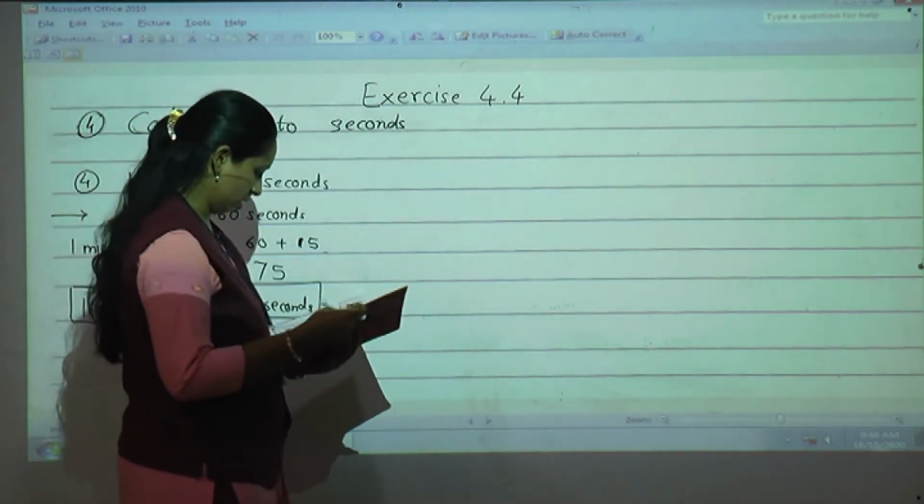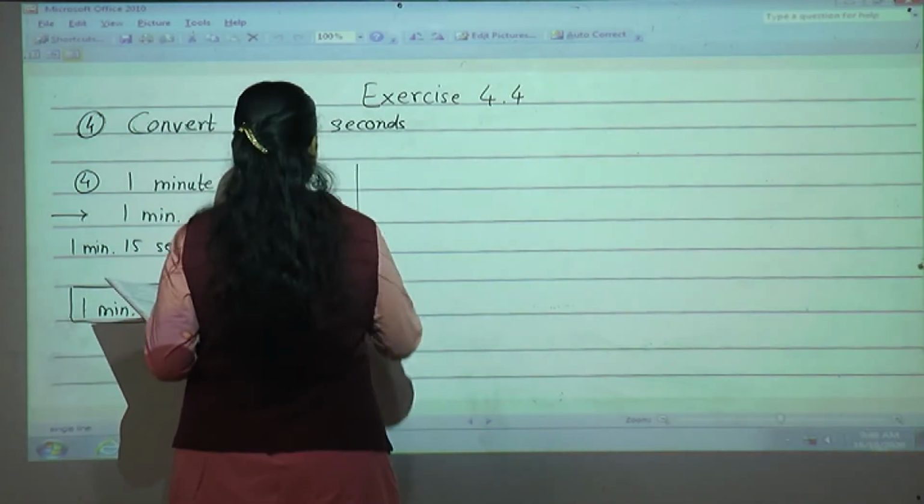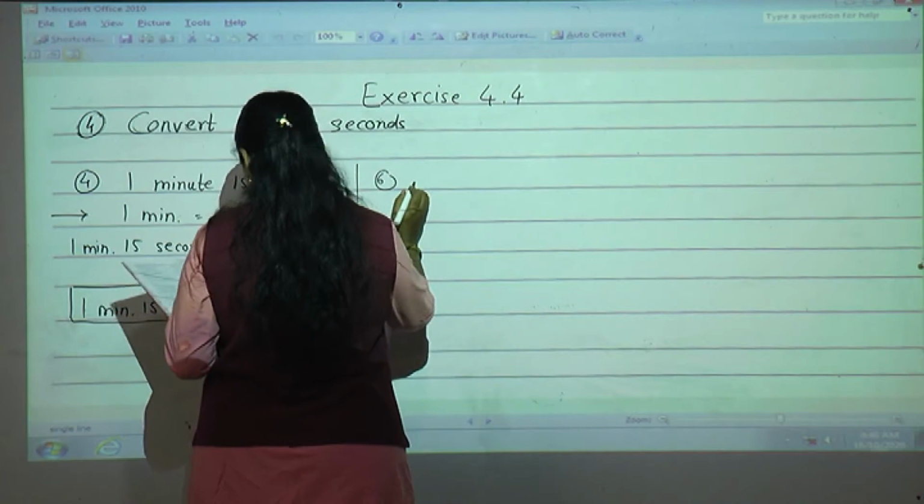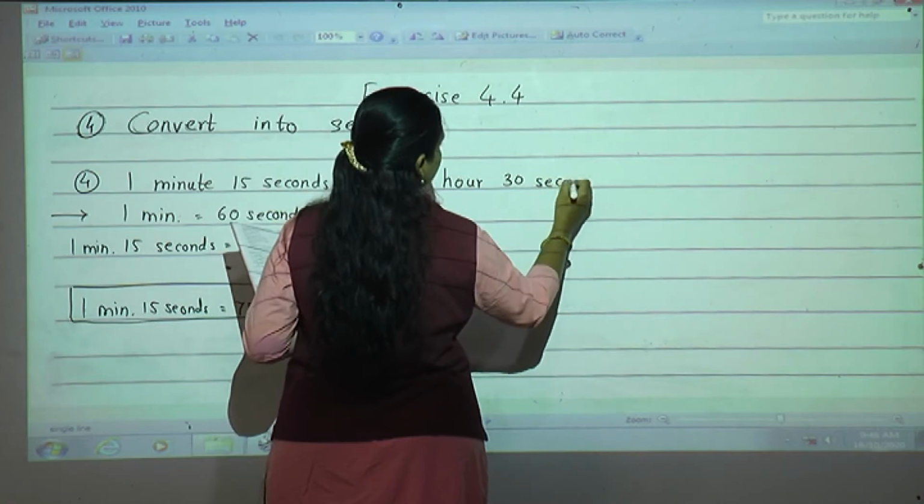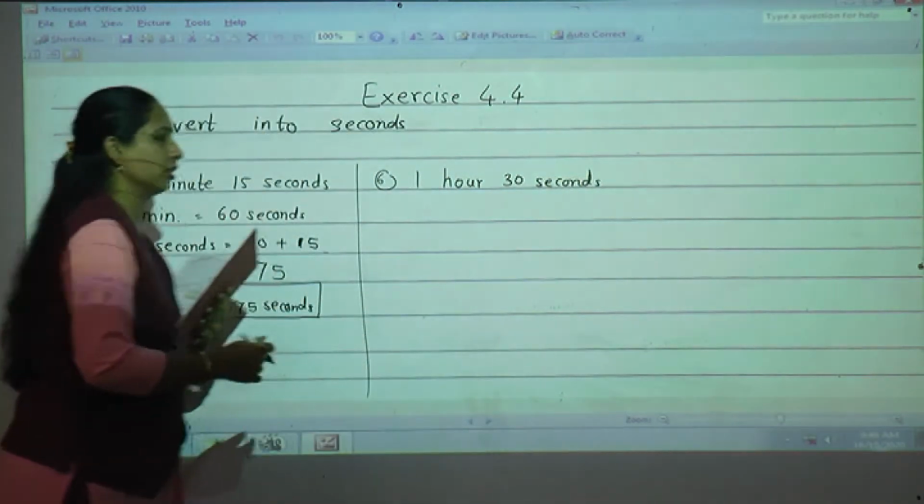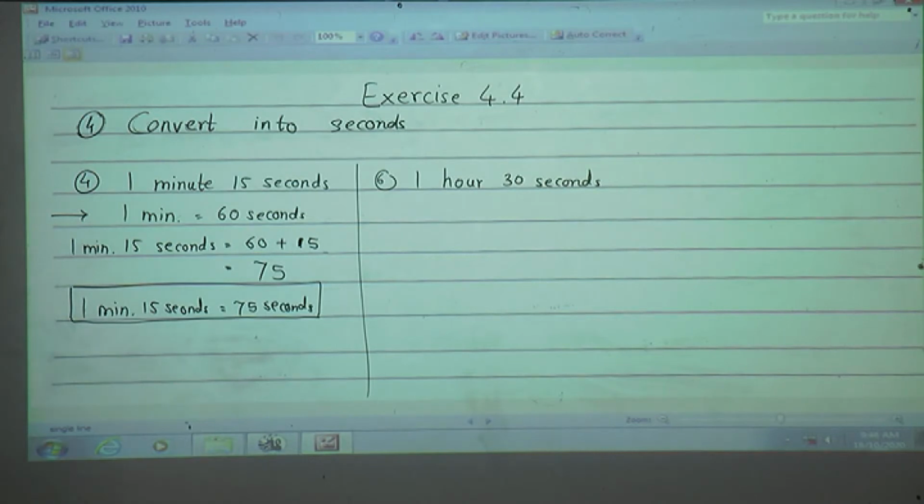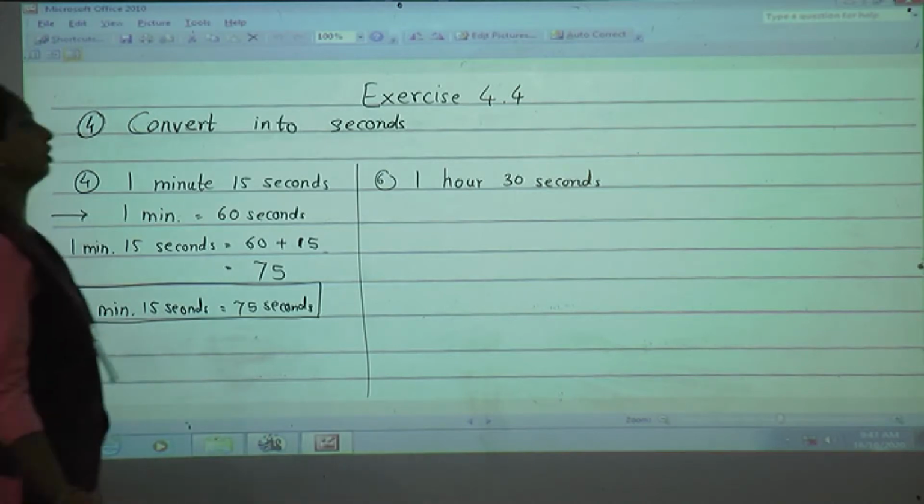Now next example I'll solve for you. Now we will solve sixth one for you. See the sixth one, 1 hour 30 seconds. See, they had given into hours. Now see, very important question. Don't be confused. Directly don't multiply by 60 because here they are not given minutes. They are given hours. Hours we have to convert into minutes. For that, first we have to convert hours into minutes. Then we have to go for the second.